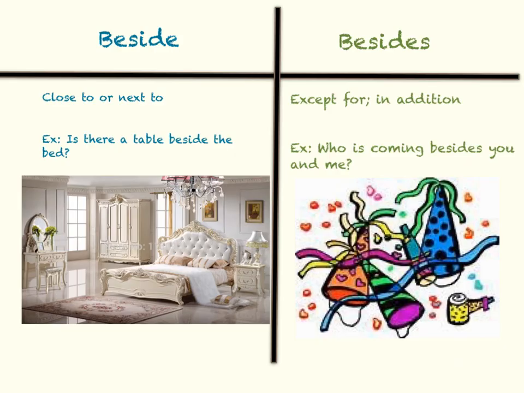Okay, for our third example, we have the words beside and besides. On the left-hand side, you see the word beside, and that means close to or next to. The example is, is there a table beside the bed, such as the one right here? On the right side of your screen, you'll see the word besides, and that means except for or in addition. An example of that would be, who is coming besides you and me? Maybe to a party.